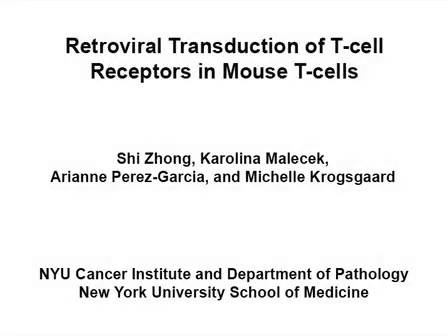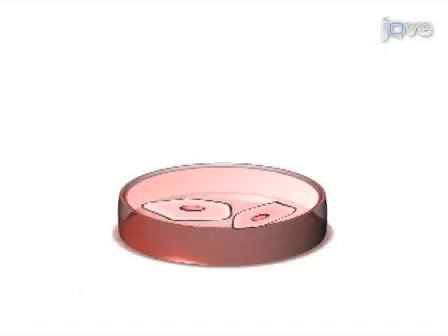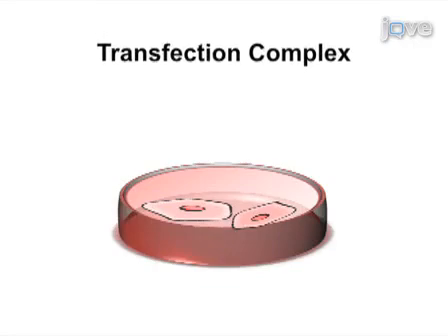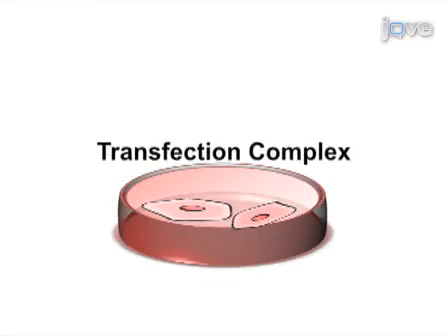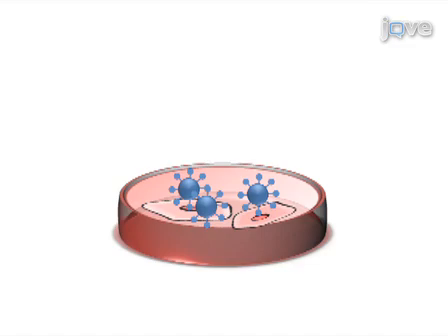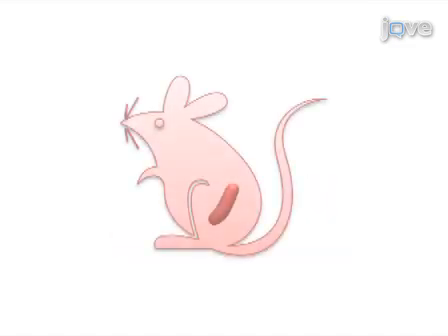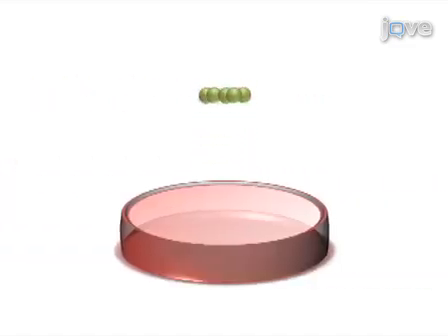The aim of this procedure is to express functional antigen-specific T-cell receptors on mouse T-cells. First, transfect a retroviral-producing cell line with plasmid containing the TCR gene of interest to package TCR-expressing retrovirus. Next, isolate and purify T-cells from mouse spleens.